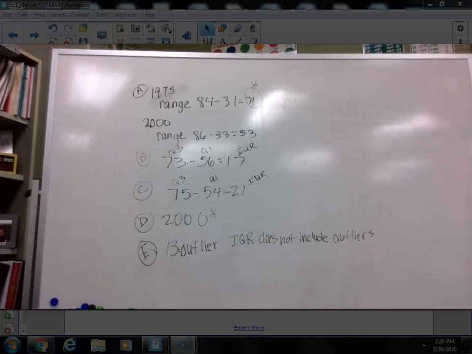And letter E, what advantages are there in using the interquartile range to measure the spread instead of the range or the mean? The interquartile range does not include outliers. We can also use the interquartile range for data that has non-symmetrical distributions.